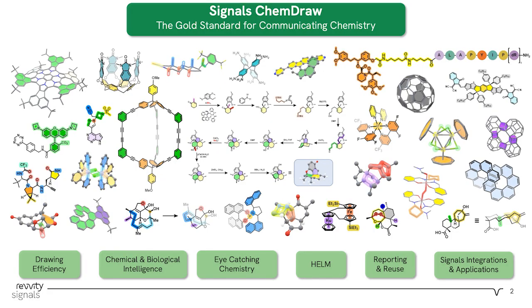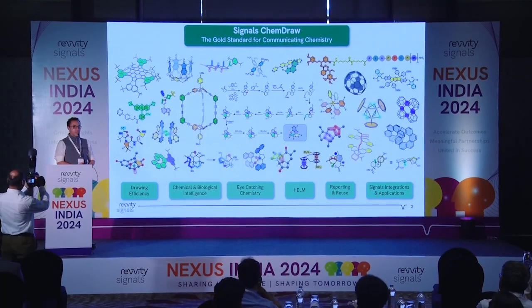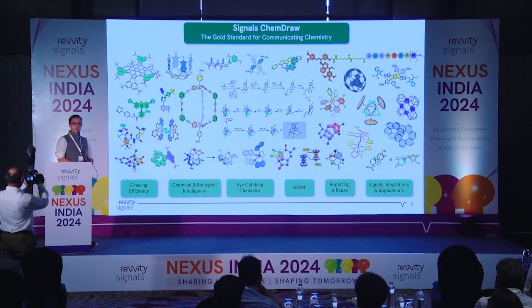Signals ChemDraw really is the new standard for communicating chemistry, which is what ChemDraw has always been about in the end. It's more than chemical drawing. It's the primary tool that almost every chemist in the world uses to communicate chemistry in an eye-catching manner, making complex chemistry, complex ideas and concepts readily understandable and shareable in an aesthetically pleasing way. So, making your chemistry look its best possible.